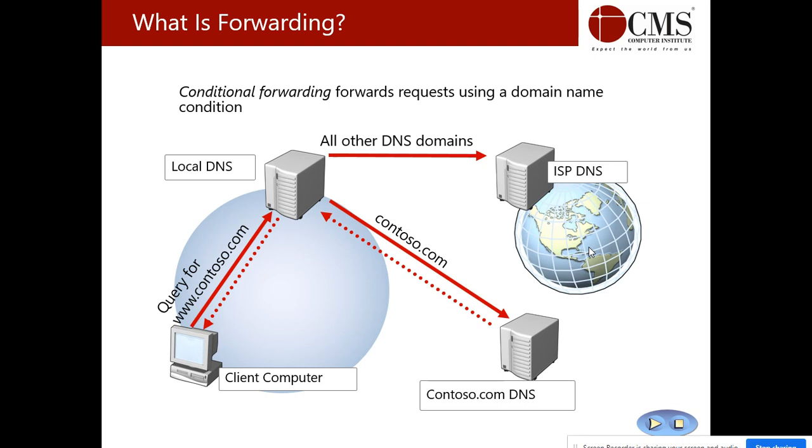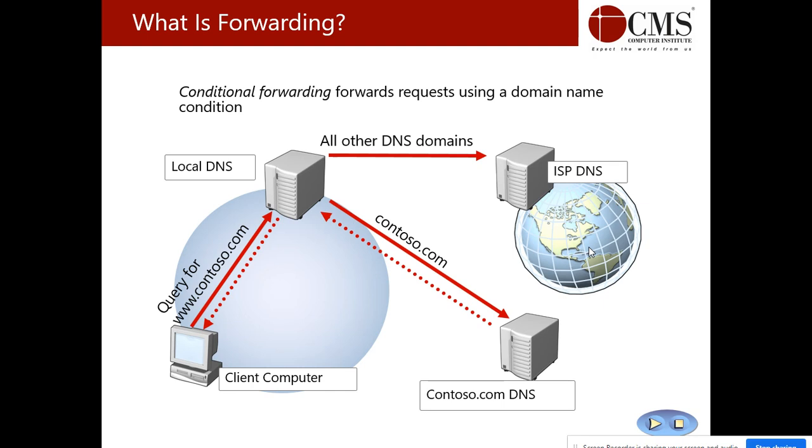I know the domain IP address. I know the IP address of a particular domain. So what I will do? I will take the IP address and add it to my local DNS server. So that we call a conditional forward. Don't search everywhere. Search here only. So that is called a conditional forward.